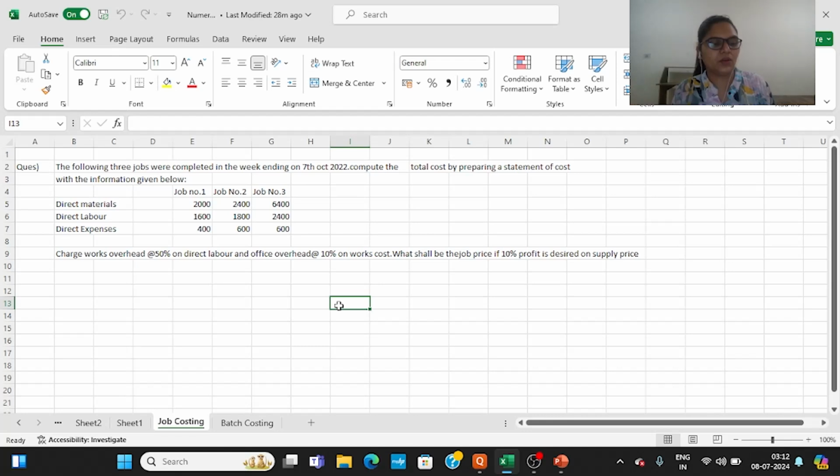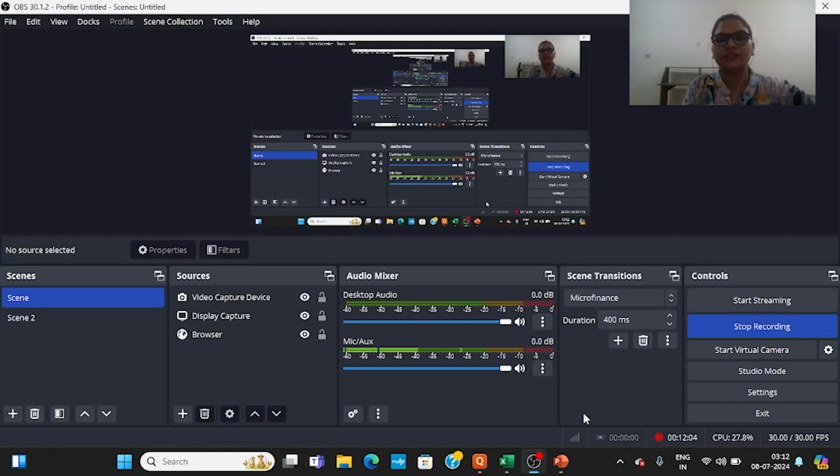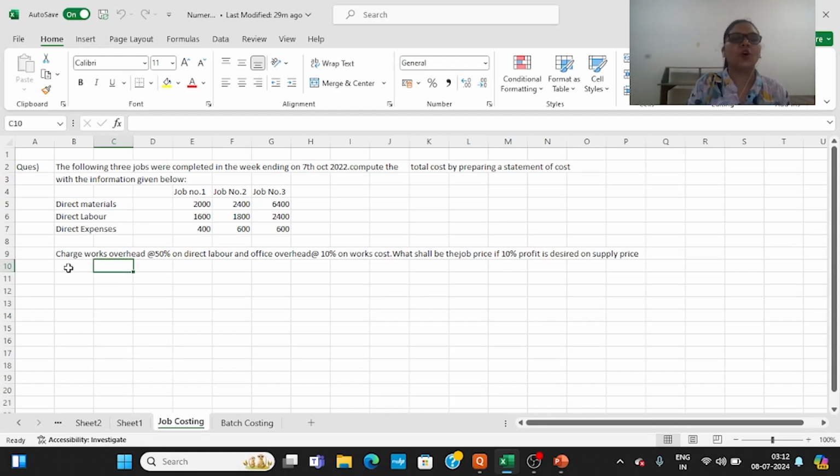Let us discuss or try to solve the numerical question based on job costing. It's a question right in front of you. The following three jobs were completed in the week ending on 7th October 2022. Compute the total cost by preparing a statement of cost with the information given below.